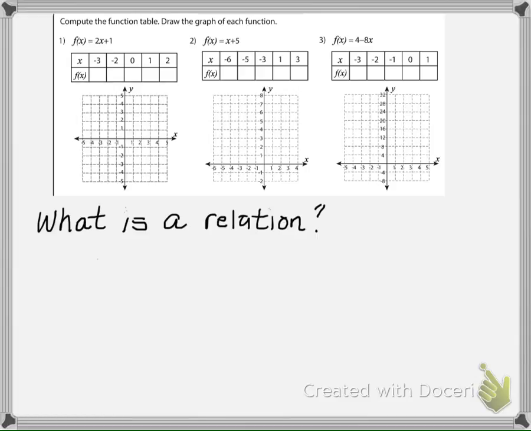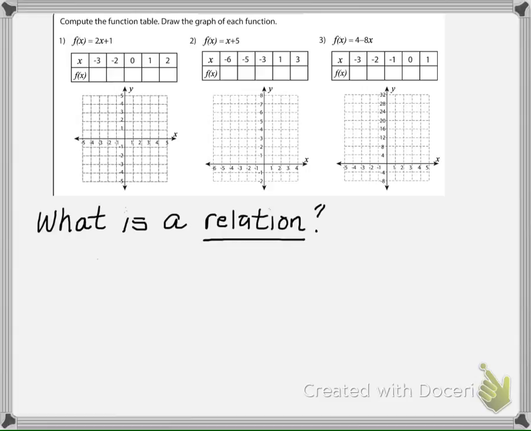One of the things I'm asked a lot is, what is a relation? You get to hear this term a lot when you begin linear algebra. And I just thought I would show you a couple things. Sometimes it's easier to show you what a relation is than to explain it. So here's our first essential question. What exactly is a relation?